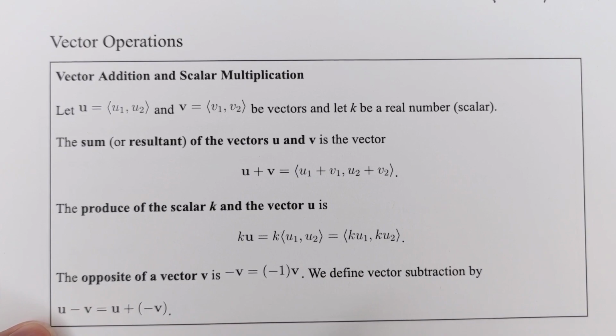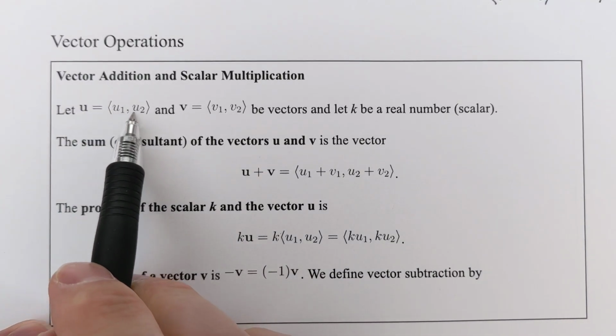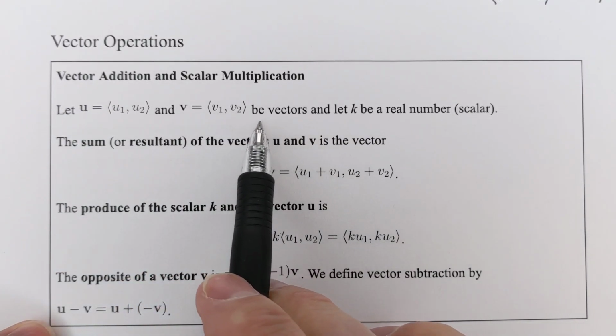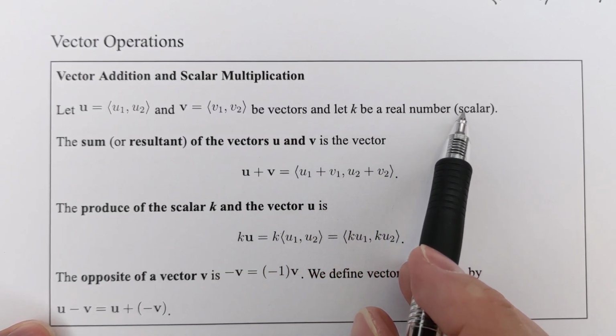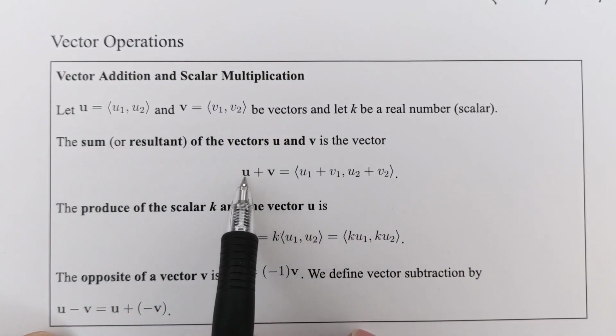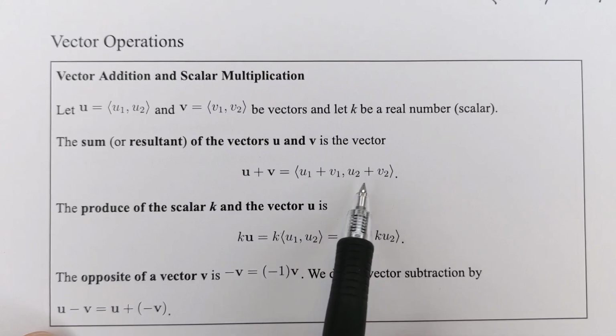All right, so some vector operations. Let U be <U1, U2>, V be <V1, V2>, be vectors, and K be some real number or a scalar. The sum: if you add U and V, you just add their matching components.